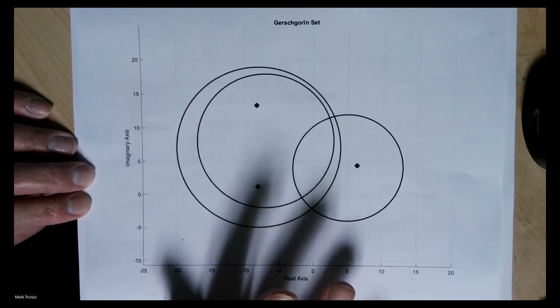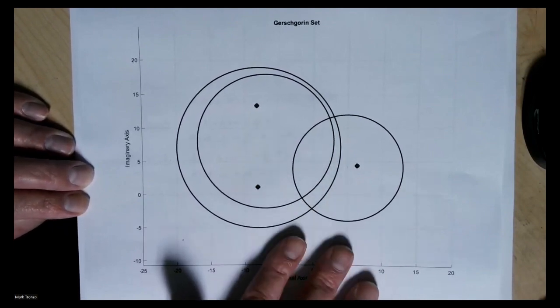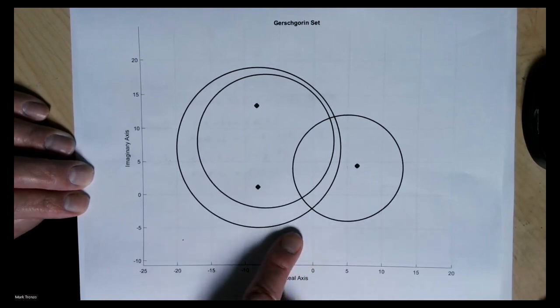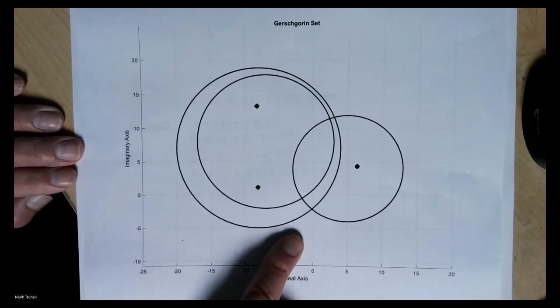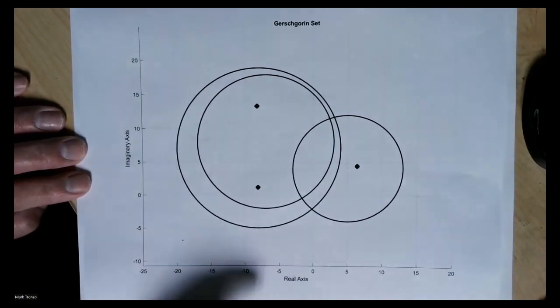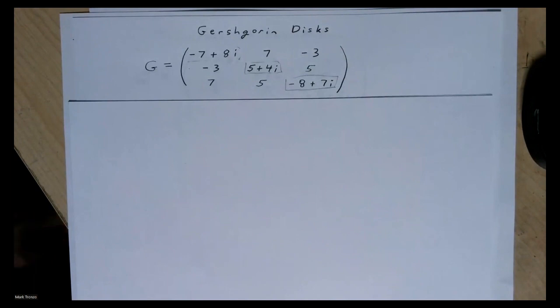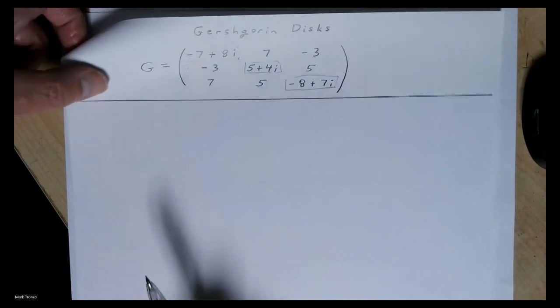Now we're going to do something different. We're going to also find the Gershgorin disks for the transpose of the matrix. You recall that the transpose of a matrix has the same eigenvalues as the original matrix. So let's take a look at that. Now let's look at the transpose of this matrix. Remember, for the transpose, we interchange rows and columns.